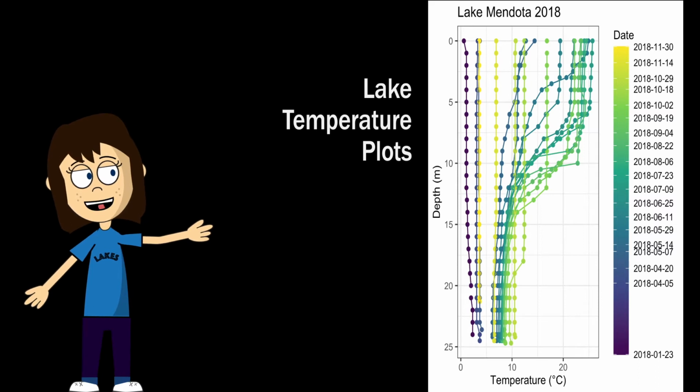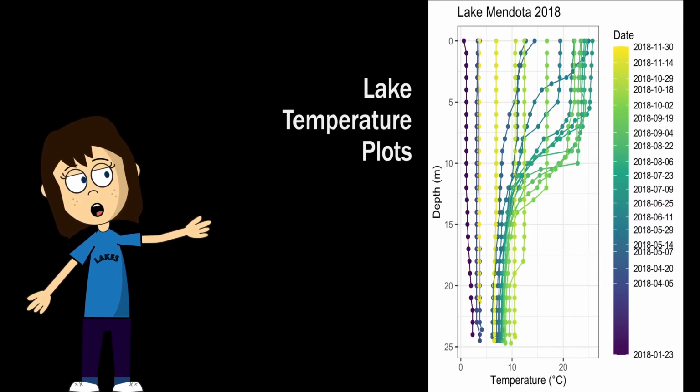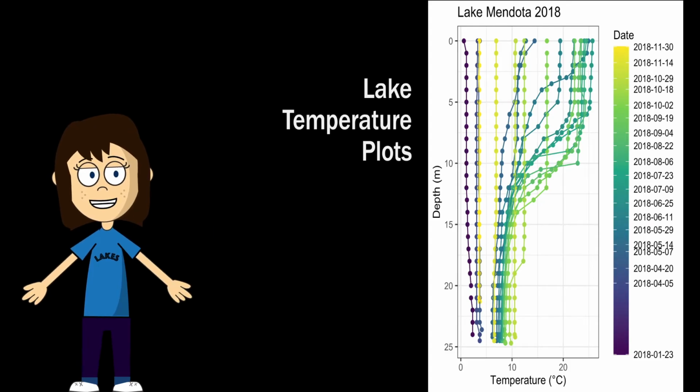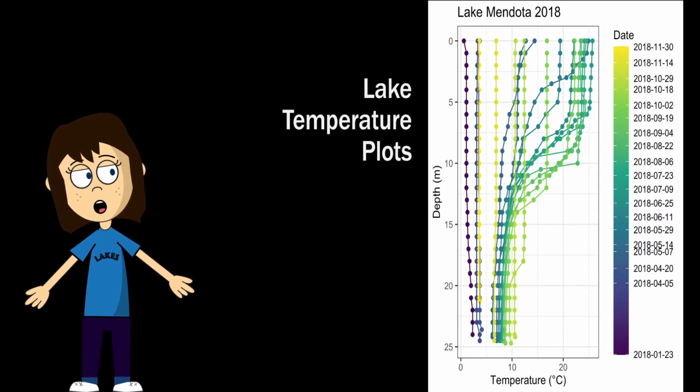But by late May, the lake's begun to stratify, and stays strongly stratified throughout the summer, with a maximum thermocline depth at about 10 to 11 meters. Then, in late fall, the lake experiences fall turnover, and the water column is once again isothermal in November.